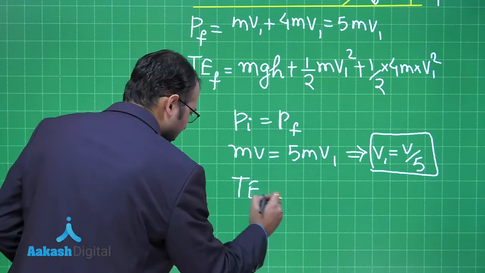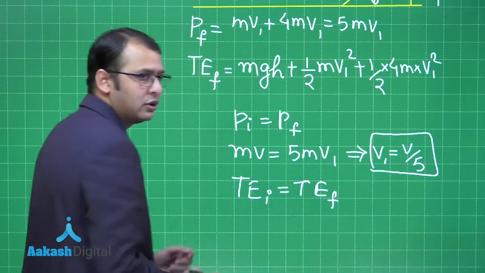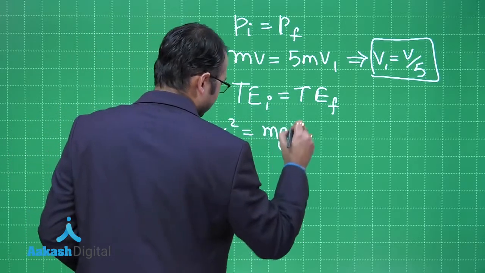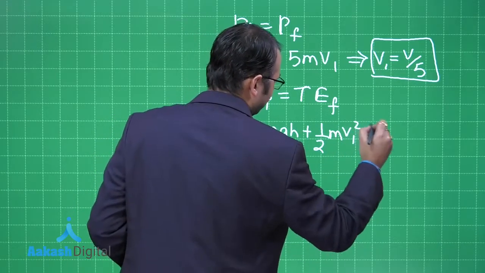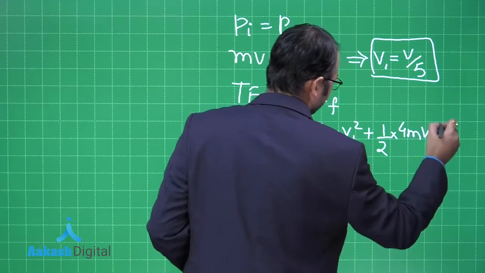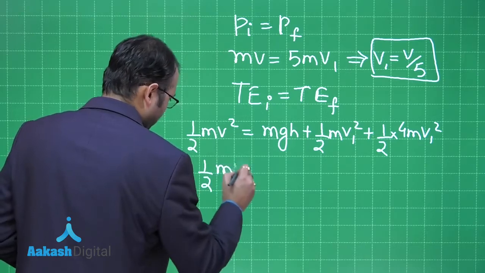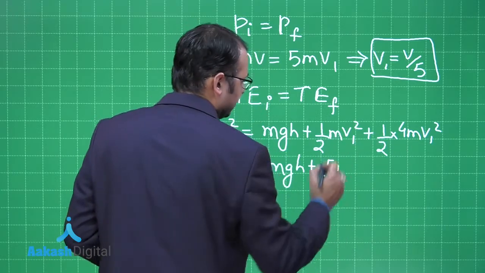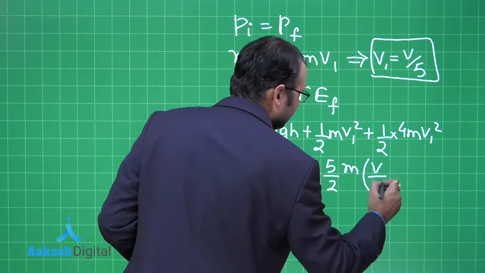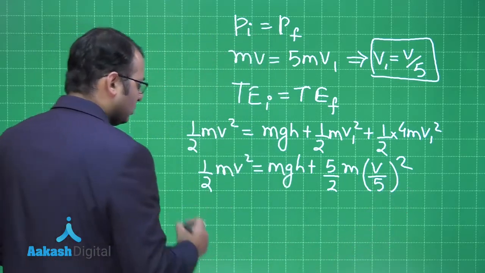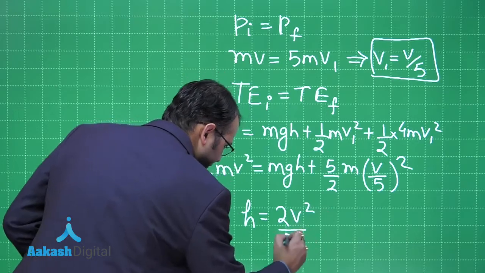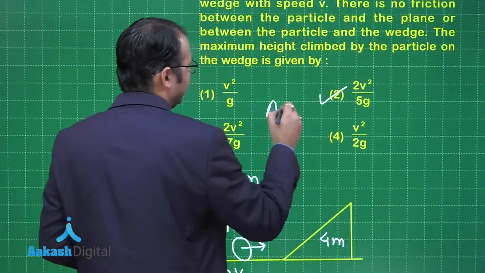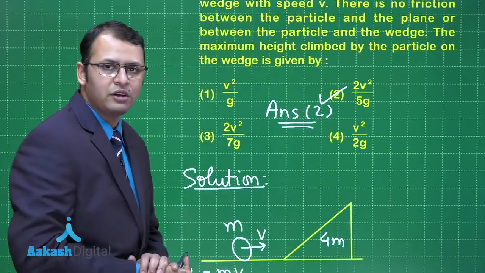Then total energy initial should be equal to total energy final, right? When you put down the values here, you will get half m v square equals to mgh plus half m v1 square plus half into 4m v1 square. Now when you solve this one, you will get half m v square equals to mgh plus, this can be written as 5 by 2, that is 4m plus m, that is 5, m into, in spite of v1 I can write v by 5 whole square, right? Now when you put down the values, you will get h is equals to 2v square by 5g. Let's see which is the best suited option here. So among the 4 options given to us, option number 2 would be the right answer to this question. I hope you have understood the question very well. Now let's move on to our next question.